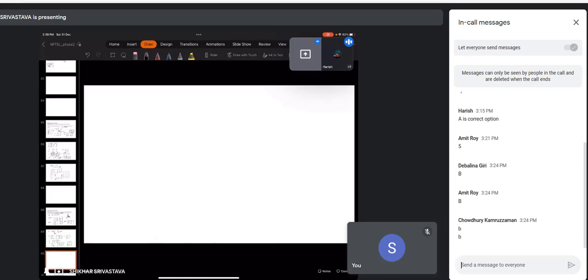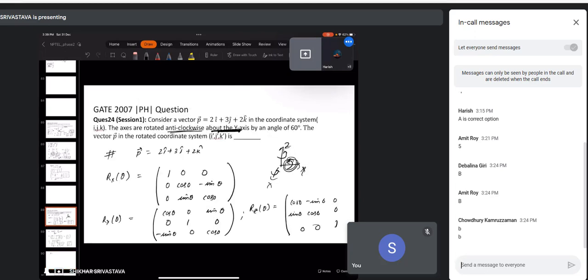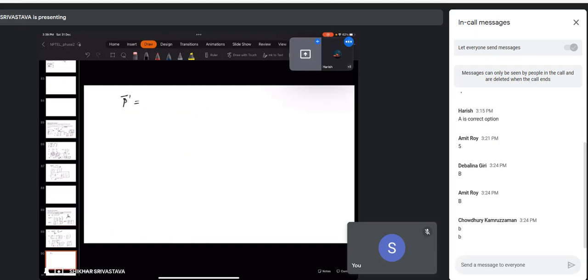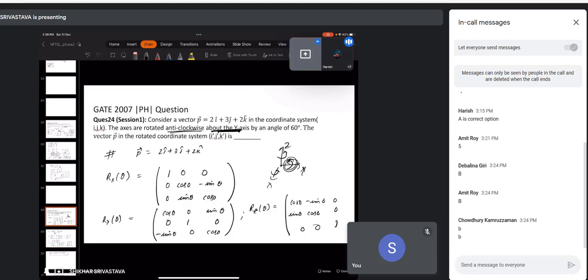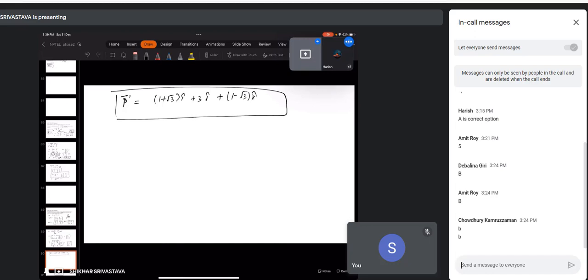So in vector notation, you can write p dash as (1 plus root 3) i cap plus 3 j cap plus (1 minus root 3) k cap. So you just have to provide these three values, 1 plus root 3, 3 and 1 minus root 3, in the option.